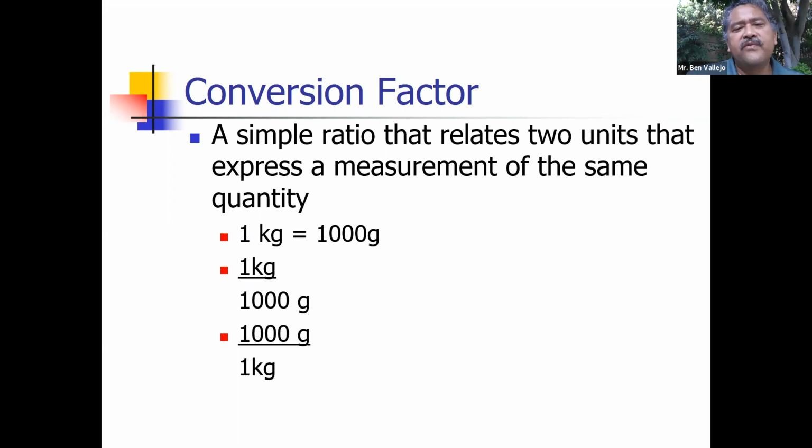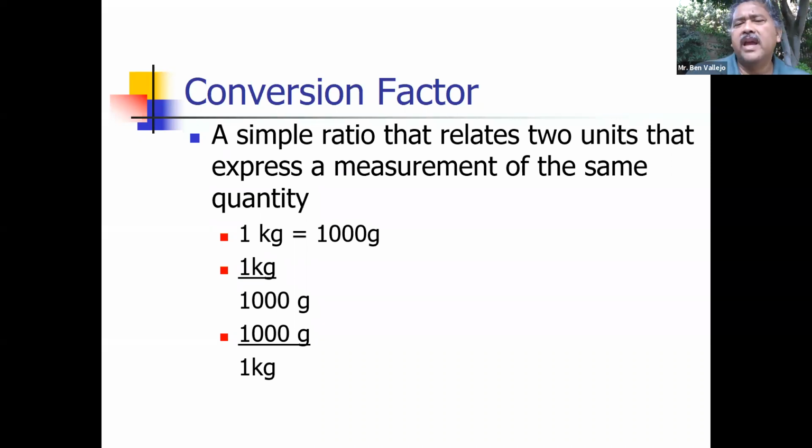So what is a conversion factor? A conversion factor is a simple ratio that relates 2 units that express a measurement of the same quantity. All right, so it's equal. On the first bullet, both the left and the right are equal. On the second bullet, the top and the bottom are equal. On the third bullet, the bottom and the top are equal.